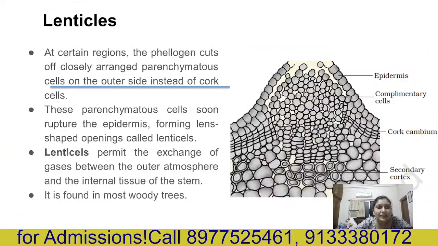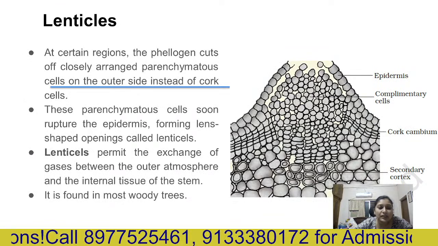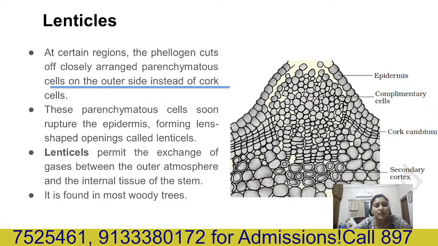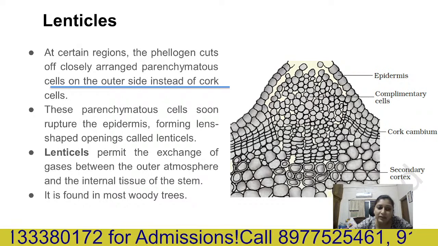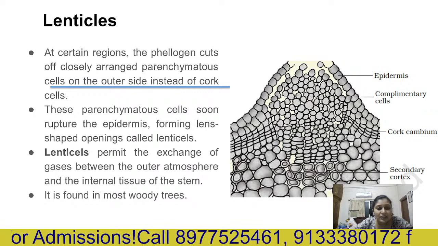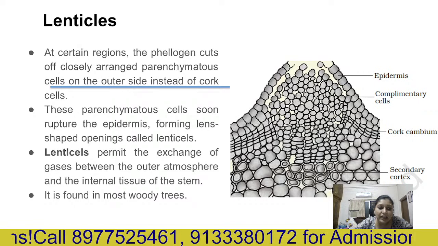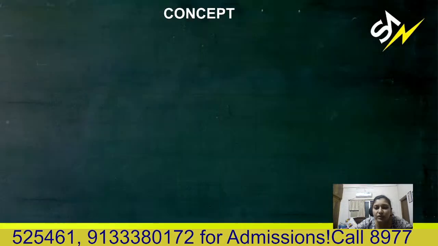Then about lenticels. At certain regions, the phellogen cuts off closely arranged parenchyma cells on the outer side instead of cork cells. These parenchyma cells soon rupture the epidermis, forming lens-shaped openings called lenticels. Lenticels permit the exchange of gases between the outermost and the internal tissue of the stem. They are found in most woody trees.